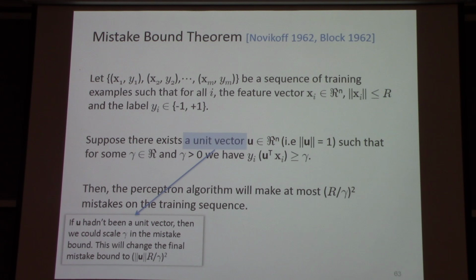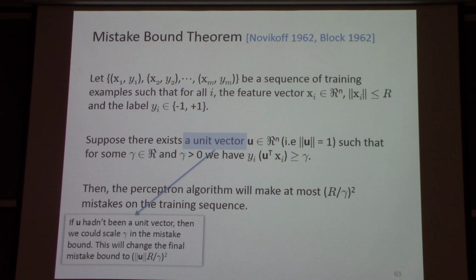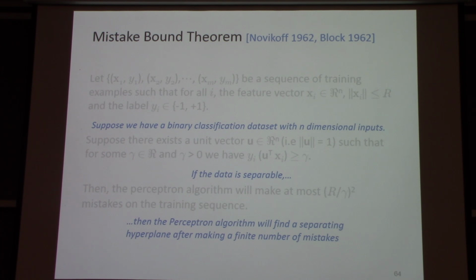Another side point that I encourage you to explore on your own time is that we've assumed that this true weight vector u is a unit vector, and that's really not needed. If that assumption was not there, you could always normalize it, and when we go through the proof, it won't make too much of a difference. It will change the mistake bound a bit, but it will give us another mistake bound, which is okay. So the right way to read this theorem is, we have a binary classification problem with n-dimensional inputs. If the data set is linearly separable, then the perceptron algorithm will find a linear separator, only making a finite number of mistakes. Is the statement of the theorem clear?